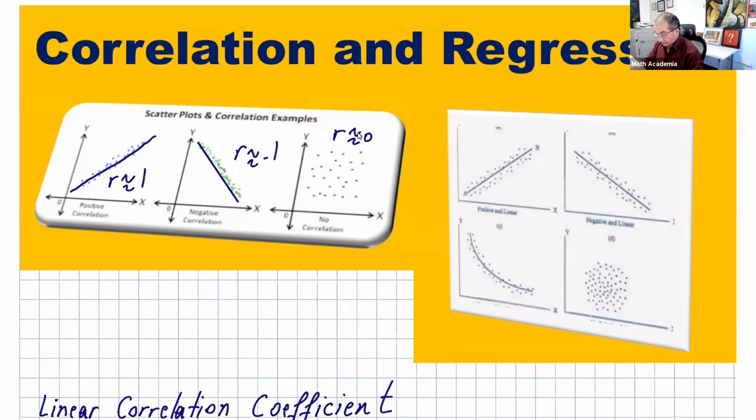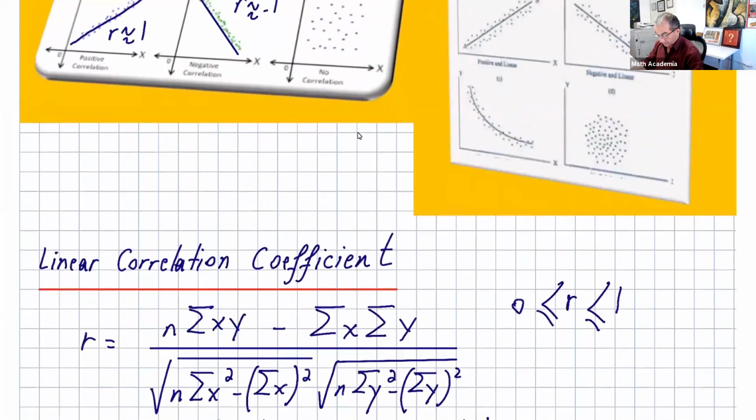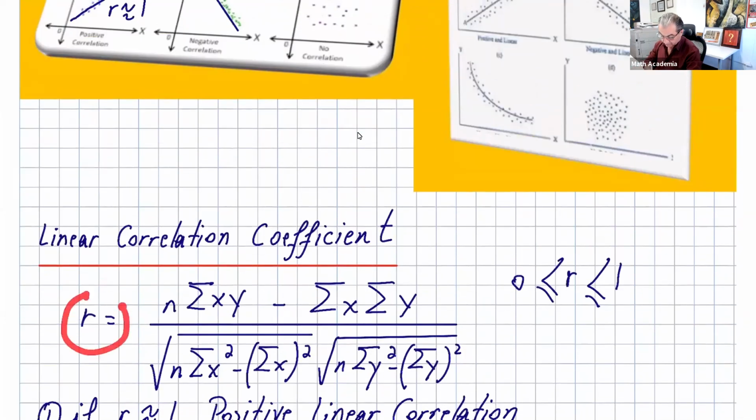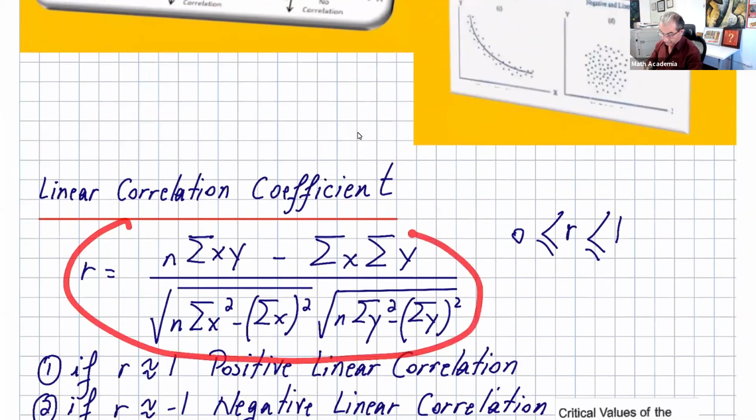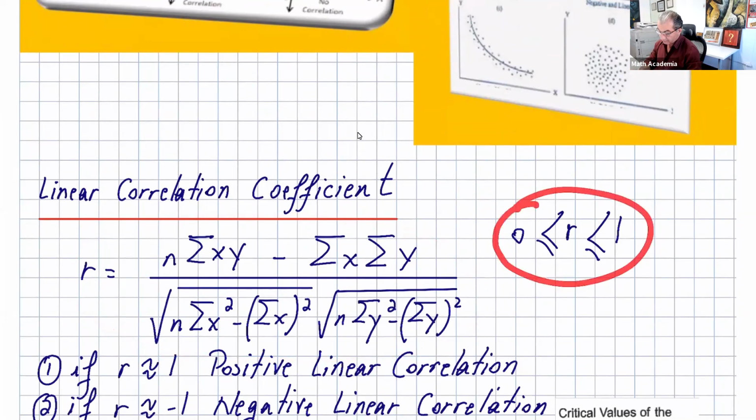Now, how does the calculation work? First thing you want to know is R. R is called the linear correlation coefficient, and that's the formula for R. This is a long formula, but the calculator or technology can do that for you. So what is R? R is a number between -1 and 1. So each time you calculate R and you get greater than 1 or less than -1, that means you are doing something wrong.